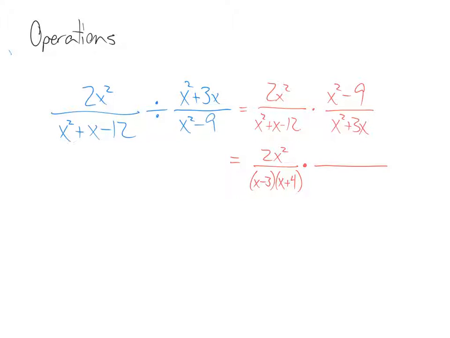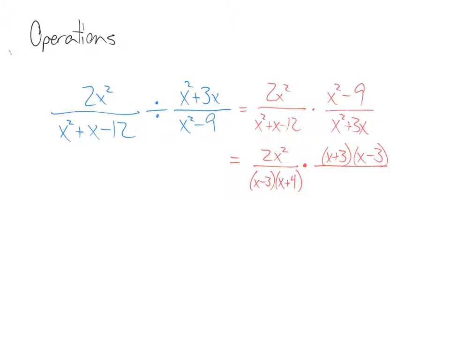Alright, let's keep going here. The x squared minus 9, what does that factor into? X plus 3 and x minus 3. Difference of squares again. And then finally the denominator, x squared plus 3x.